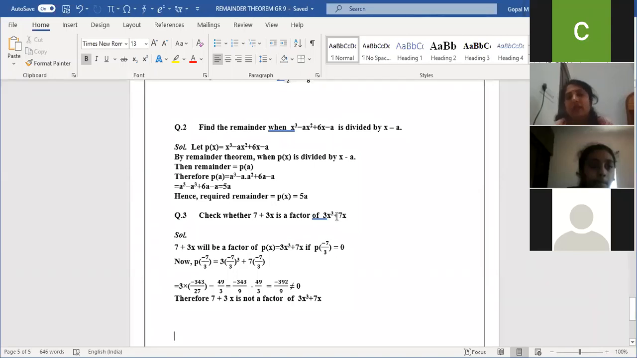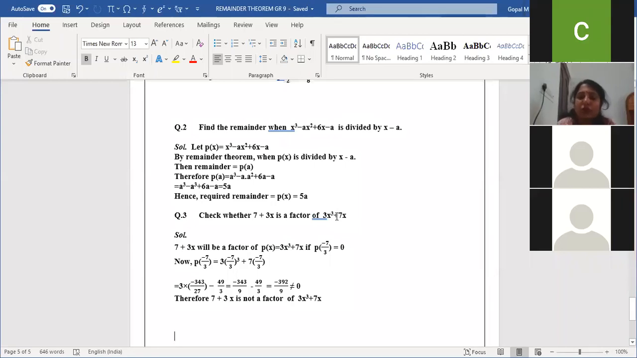Am I clear, children? When we are telling it is a factor, if we divide one number by another number and get remainder 0, I can say that number is a factor, and I can say it is a multiple also. Even 6 is a multiple of 2 also, no? Yes, ma'am. Am I clear, children?